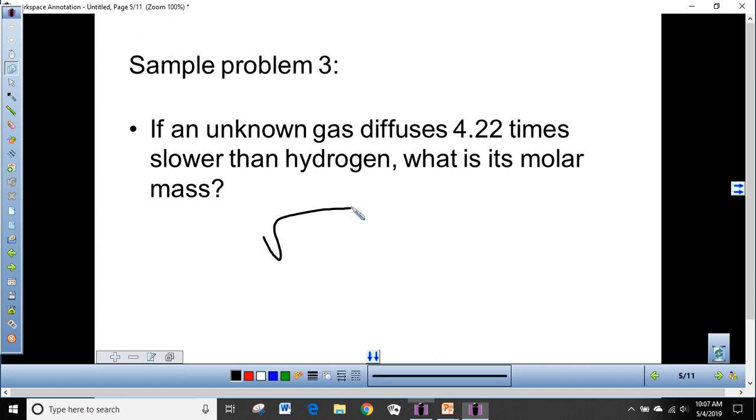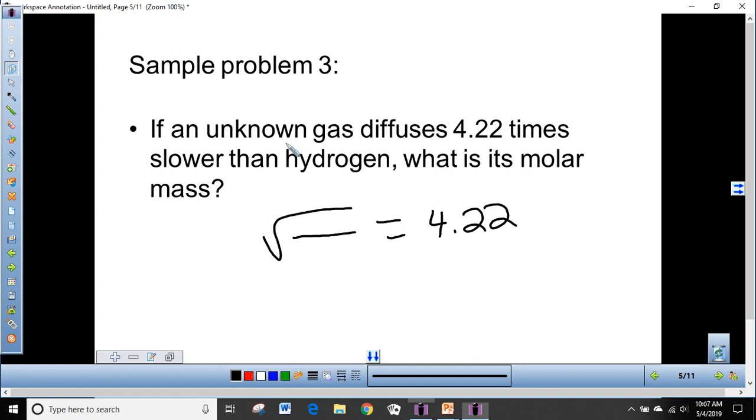So again, Graham's law. This 4.22 times faster is going to go over here. It doesn't have a unit. And we have to decide, is it the unknown that's the fast one, or is it hydrogen, because it does matter. It's kind of easy with hydrogen because it's the lightest gas we have, so you can't have a gas lighter than hydrogen. But if it hadn't been, you always know that your slow one's on top and your fast one's on bottom.